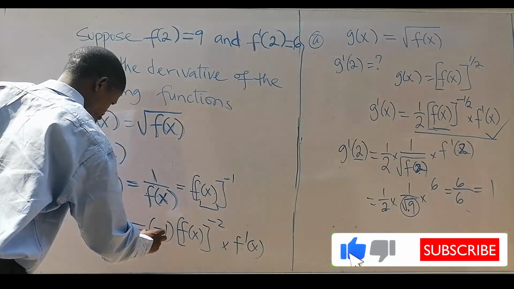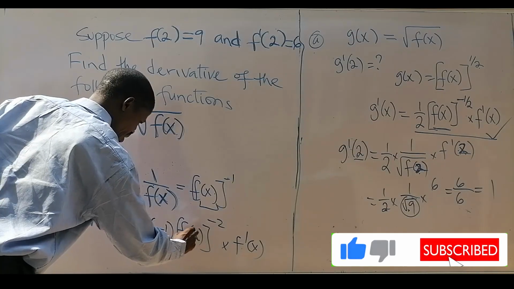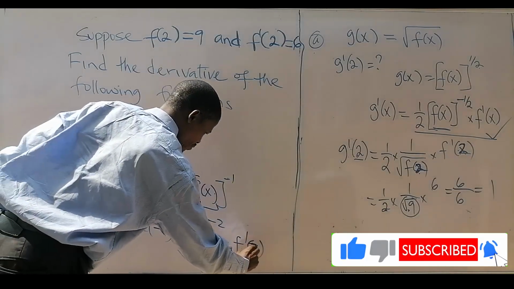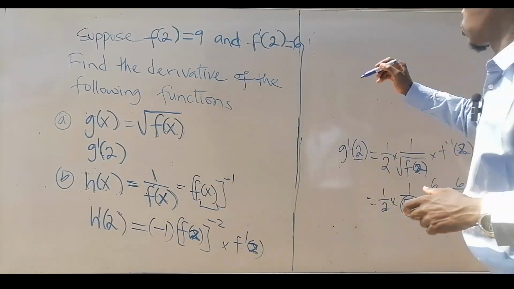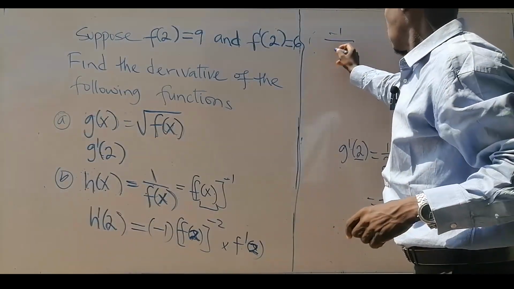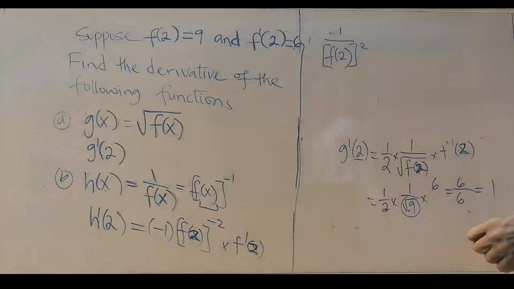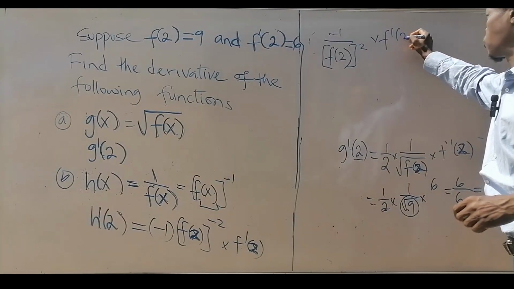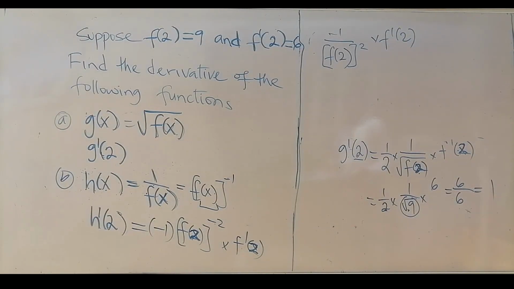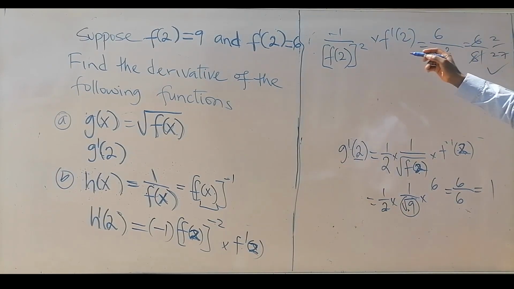Then the final thing to do is to plug in the points. Here x is 2, anywhere you see your x, put 2. So that will be equal to minus 1 over f of 2 squared, and then times f prime of 2. Then begin to plug in the given information. That will be equal to 6 over f of 2, which is 9, squared, 9 squared, so that's 6 over 81. Don't forget the minus here, so that's minus 6 over 81.